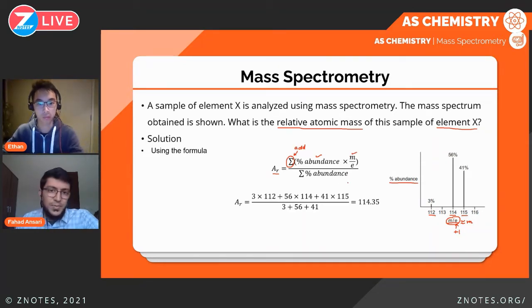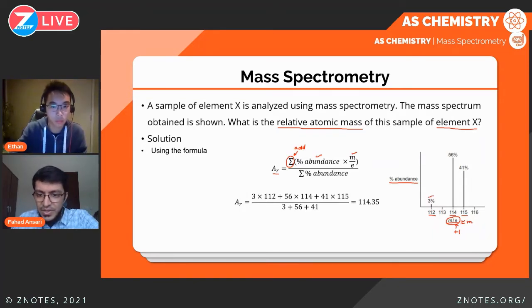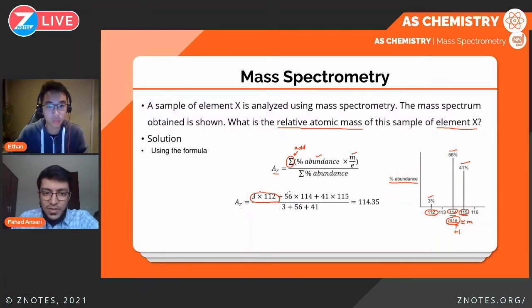The calculation for this particular question is over here. You multiply 3% by 112, then do the same thing for the next isotope, which is 56 times 114, and then 41 times 115 for the third. Then you add up all these products. Once you've done that, you divide it by the sum of the percent abundances, 3 plus 56 plus 41, which happens to be 100.